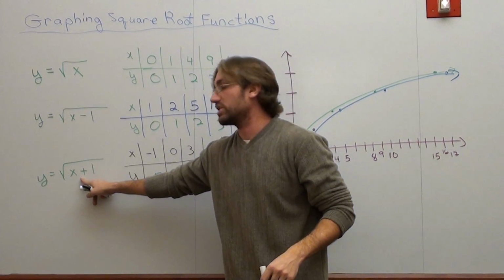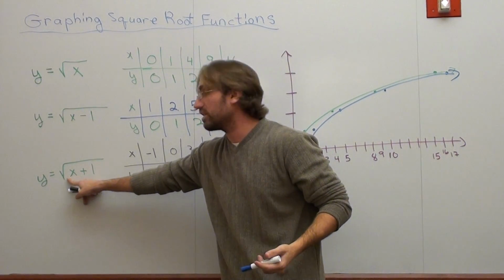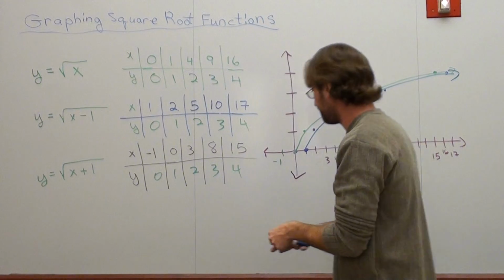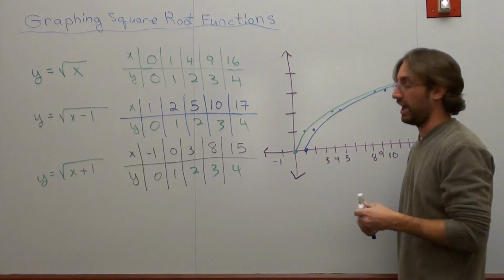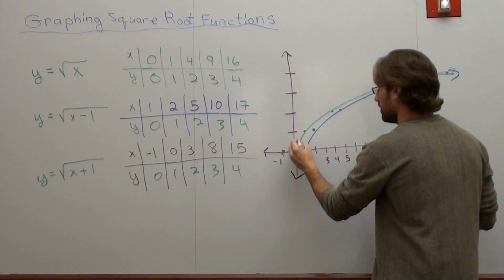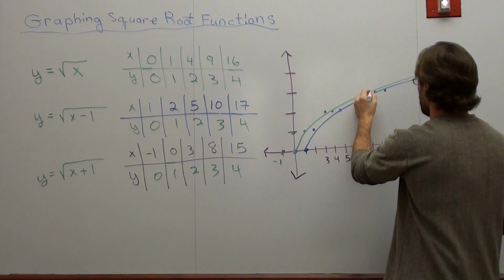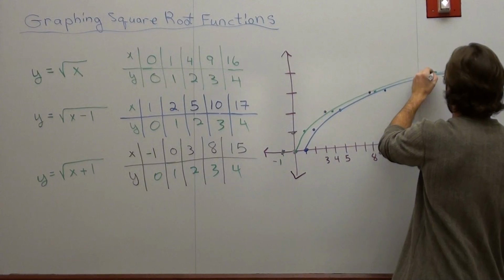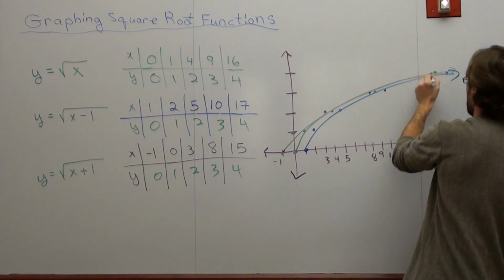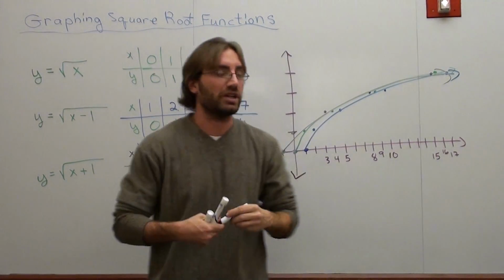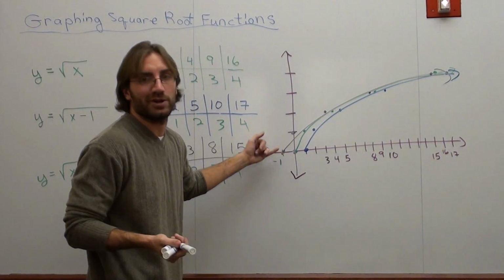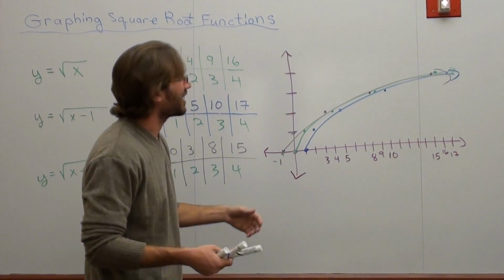And this one starts at the opposite of this value divided by the number in front of x, which is -1. Do it in black. It's basically the same type of function, except it just starts at (-1, 0), which is really quite cool.